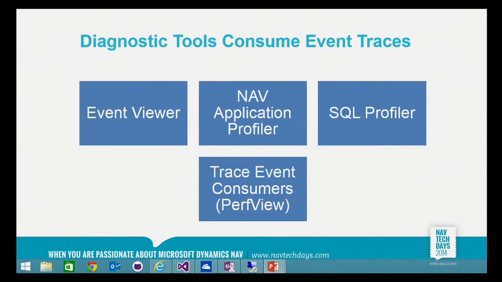So there's lots of possibilities there. Like I said, in the event viewer, you can filter on events from NAV. The application profiler tool, which we'll demo, shows a hierarchical trace of all the application calls and the corresponding SQL. With the SQL profiler, you can get all the information about the SQL statements and the execution plans. And then there's a number of different trace event consumers, because PerfView is probably the standard tool, but people have built other tools for consuming trace events, and they'll allow you to analyze an event trace.